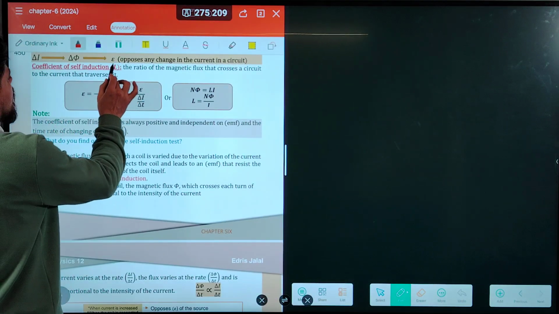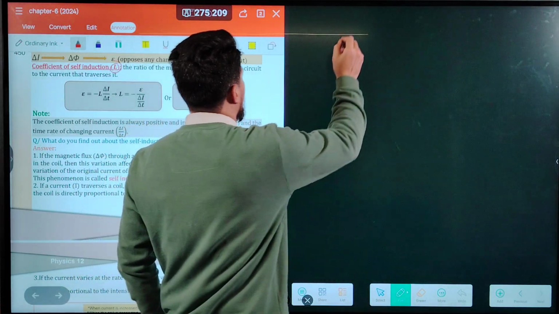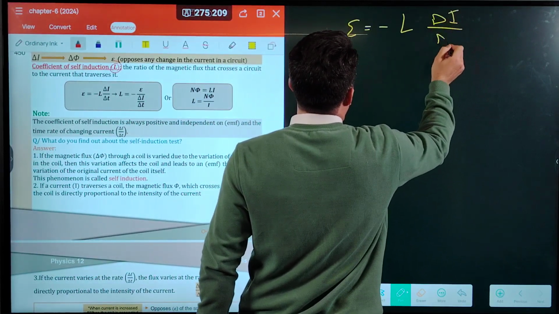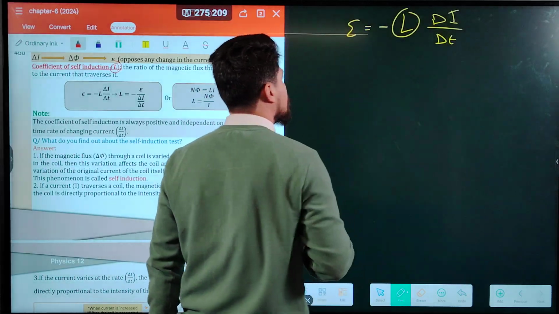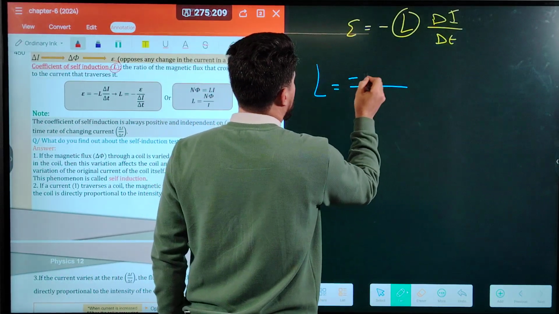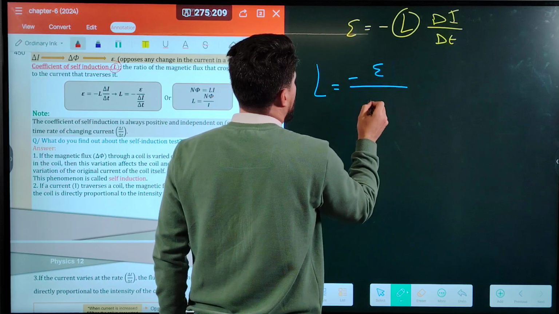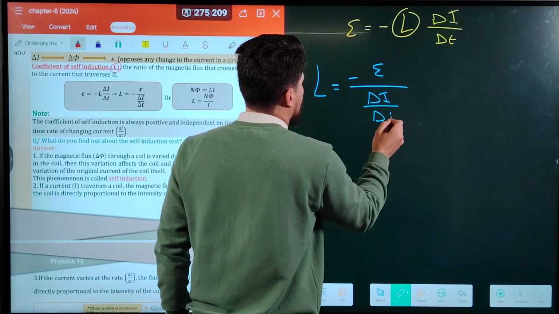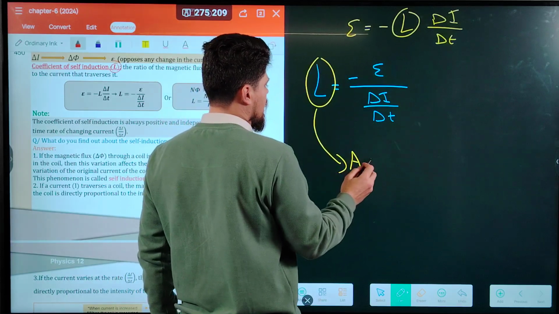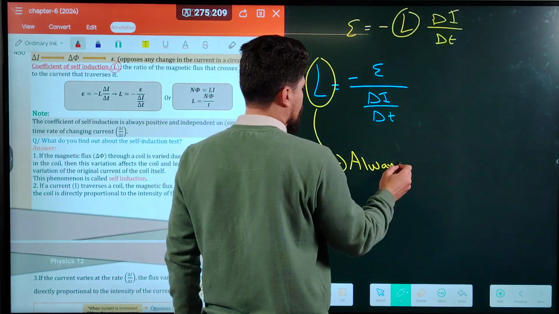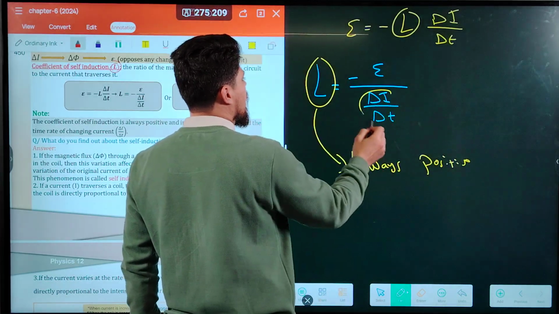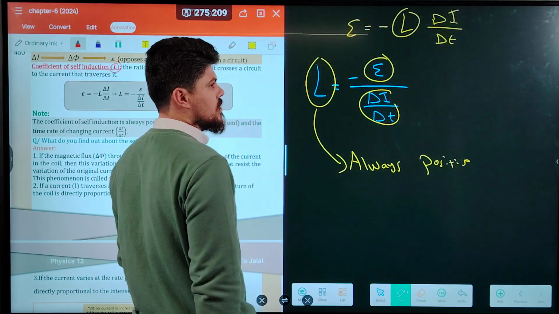Coefficient of self-induction L. What is this L? EMF equals negative L delta I over delta t. This L is the coefficient of self-induction. L is equal to EMF over delta I over delta t. L is always positive. Why? Because I and EMF change together.